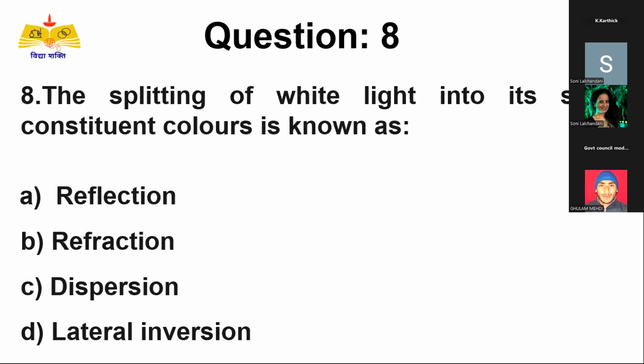Question number 8. The splitting of white light into its 7 constituent colors is known as A reflection, B refraction, C dispersion, D lateral inversion.